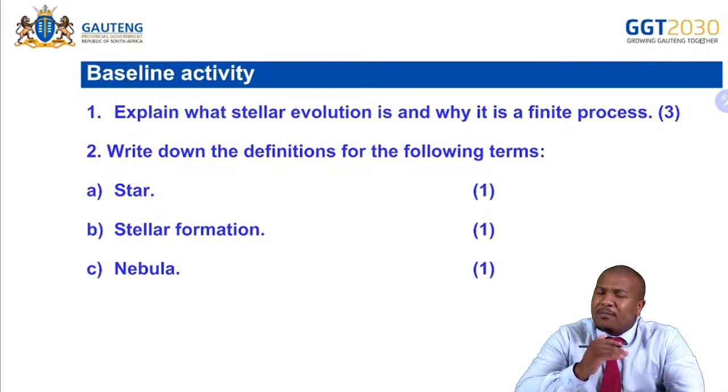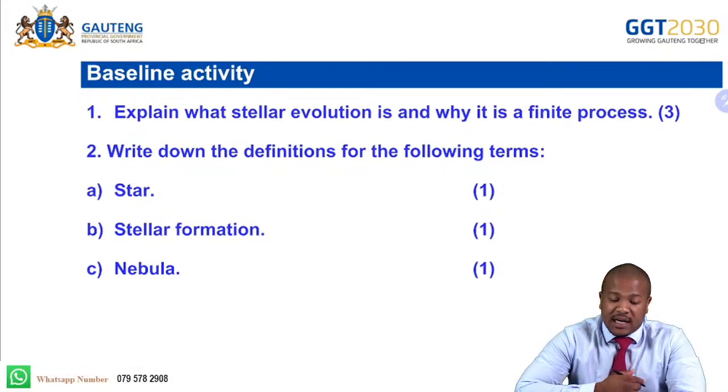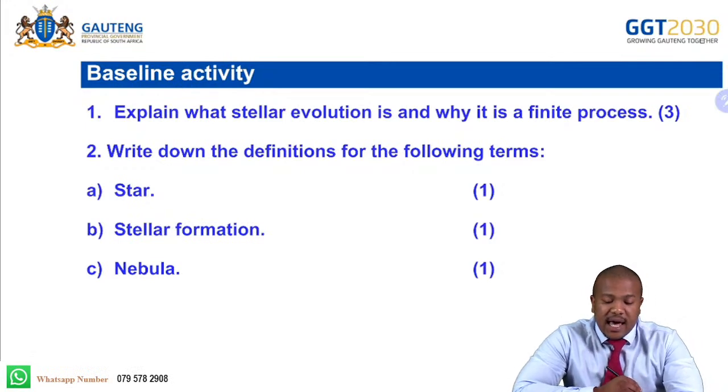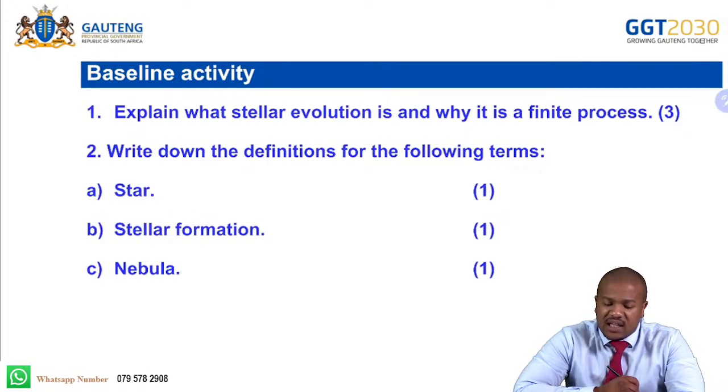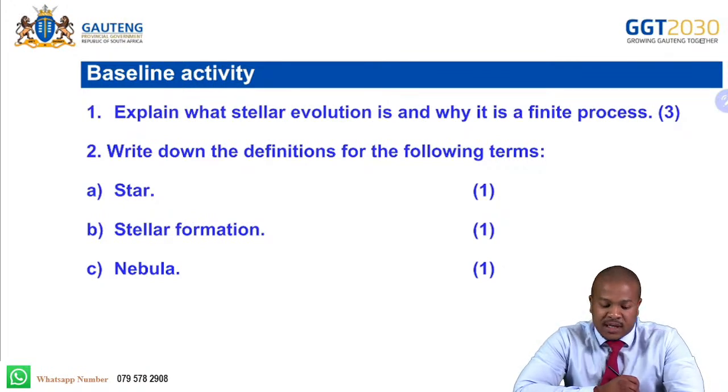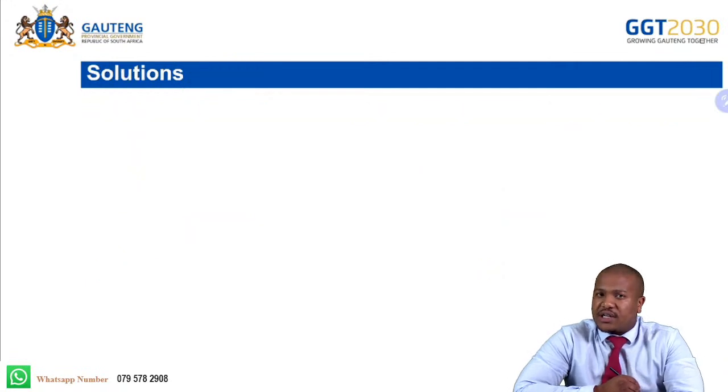Now, let's look at the solutions together. But before that, let's repeat the questions so that we understand what we should have written. Number one says explain what stellar evolution is and why it is a finite process. Number two says write down the definitions for the following terms: a star, stellar formation, and nebula. So let's look at the solutions.